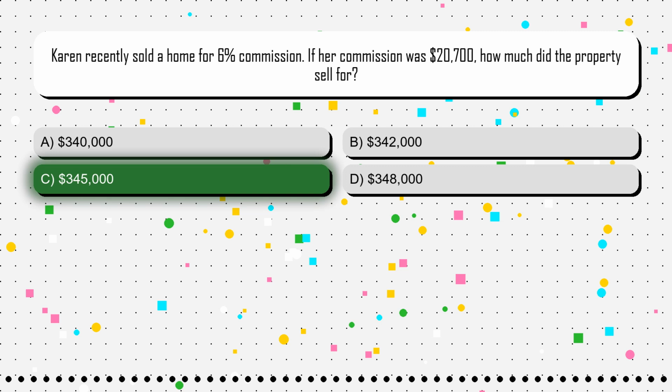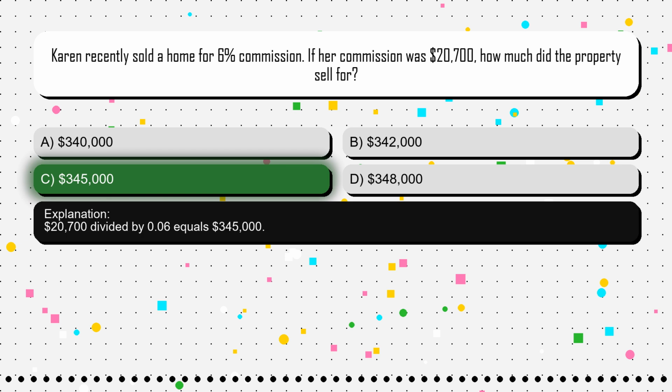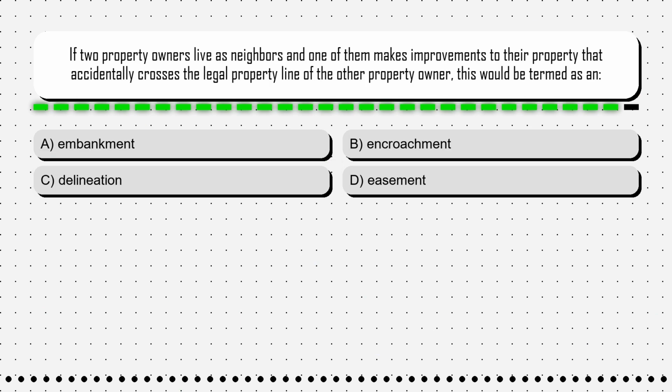The correct answer is option C. $345,000. $20,700 divided by 0.06 equals $345,000.